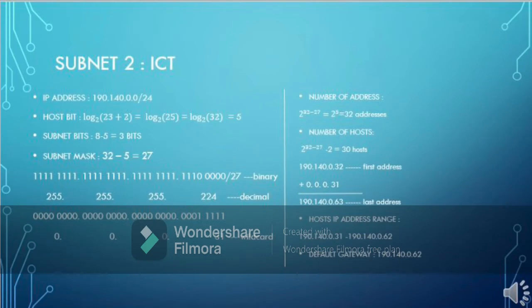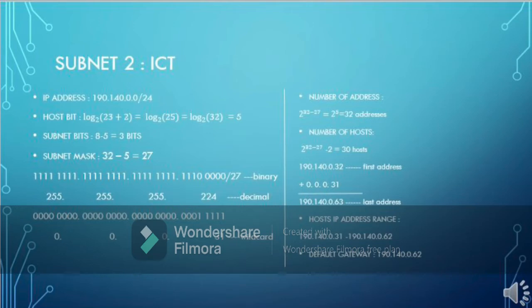Next is subnet 2, which is suitable for ICT. The maximum number of computers and ports for ICT is 23. To get the host bits, we use log base 2 of 23 from the number of ports, plus 2, which equals log base 2 of 25. But we can't use 25 because it will turn into a decimal, and we want a whole number, so we use log base 2 of 32, which equals 5. For subnet bits, we have 8 minus 5, which is from the host bits, equals 3 bits. So the subnet mask will be 32 minus 5 equals 27.